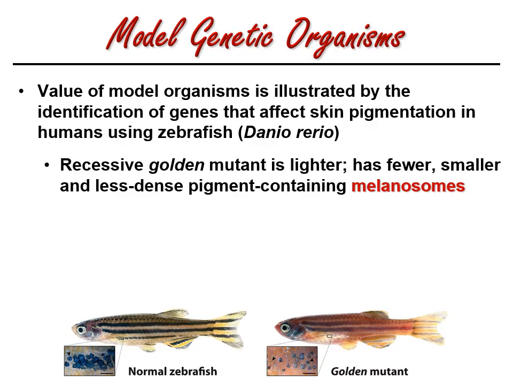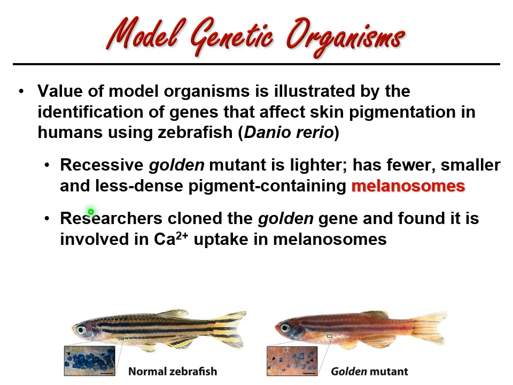And so they thought, okay, why does it have fewer and less dense melanosomes? They did a little biochemistry, and they were able to clone the golden mutant gene. From some biochemical analysis, they characterized the gene. I'm glossing over a lot of this because this is just a quick example. We'll go into much more detailed examples later on in the course. But researchers found the cloned golden mutant gene was involved in calcium uptake in melanosomes. That calcium uptake is absolutely necessary for the melanosomes to function properly, to grow and get larger and be able to make the pigmentation that you see in normal zebrafish.